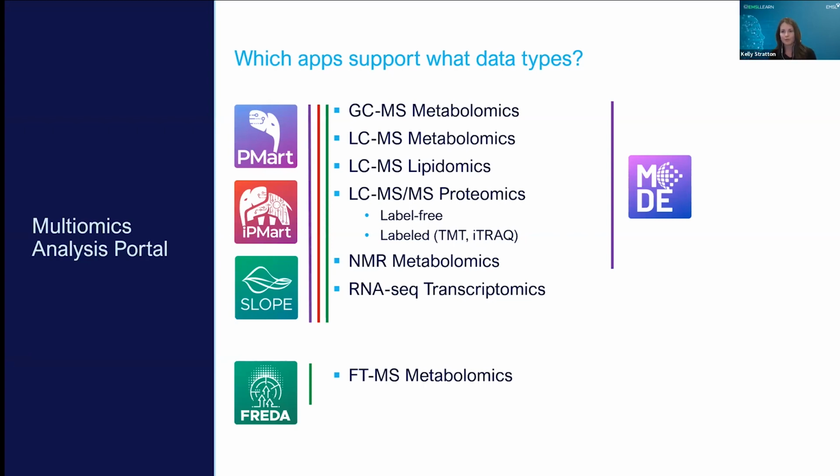But first, I want to make the bridge between the different tools and the types of data that they can handle. So PMART, IPMART, and SLOPE are all designed to work with all of the data types except for the FTMS data. MODE currently will handle all but the RNA-seq and the FTMS. FRIDA is solely intended for the FTMS data, because of the nature of the data and the types of analyses that are appropriate for it at this point in time.